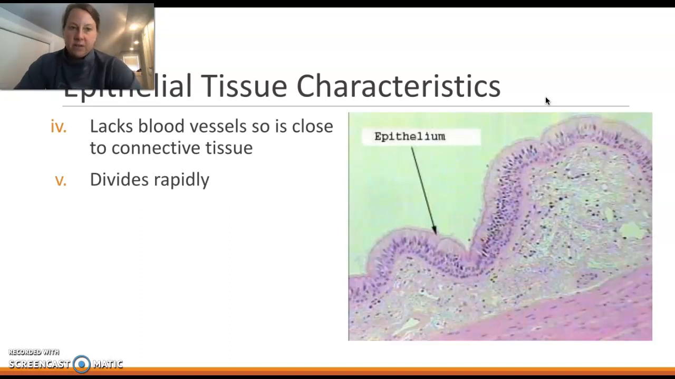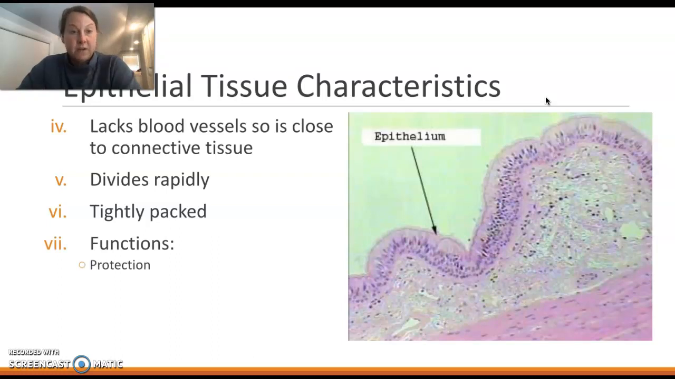But there are some positives. If we keep thinking about epithelial tissue as our skin, there's a lot of wear and tear, and it's constantly in contact with things, so we need it to be able to heal quickly. So a characteristic of epithelial tissue is that it divides rapidly, thinking about healing and mitosis, and it's also tightly packed, which allows another kind of support or protection as well. There are 3 main functions of epithelial tissue: protection, absorption, and secretion.